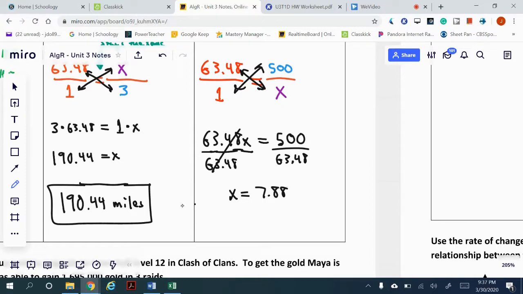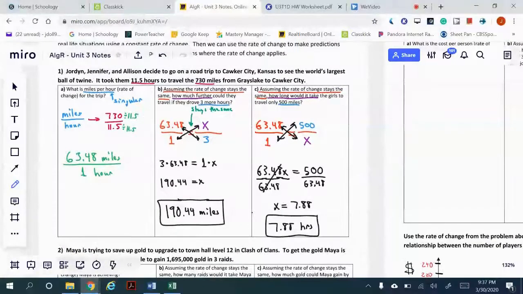7.88. Well, again, what were we finding? We were finding hours. So if these three girls wanted to road trip another 500 miles, or let's just say on the return trip they were going to drive only the first 500 and then take a break, they should estimate that it's going to take them just under 8 hours to travel those 500 miles, and they should plan their trip appropriately.